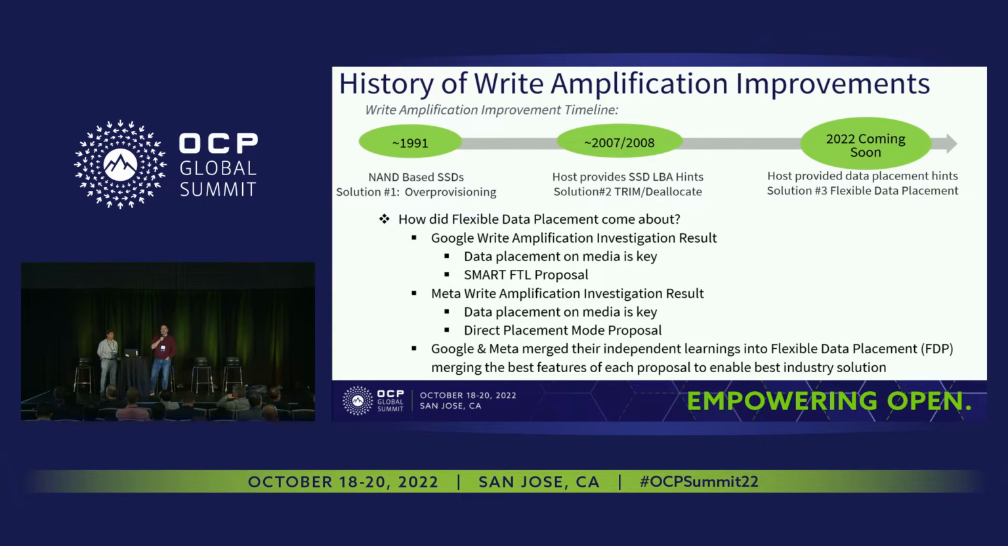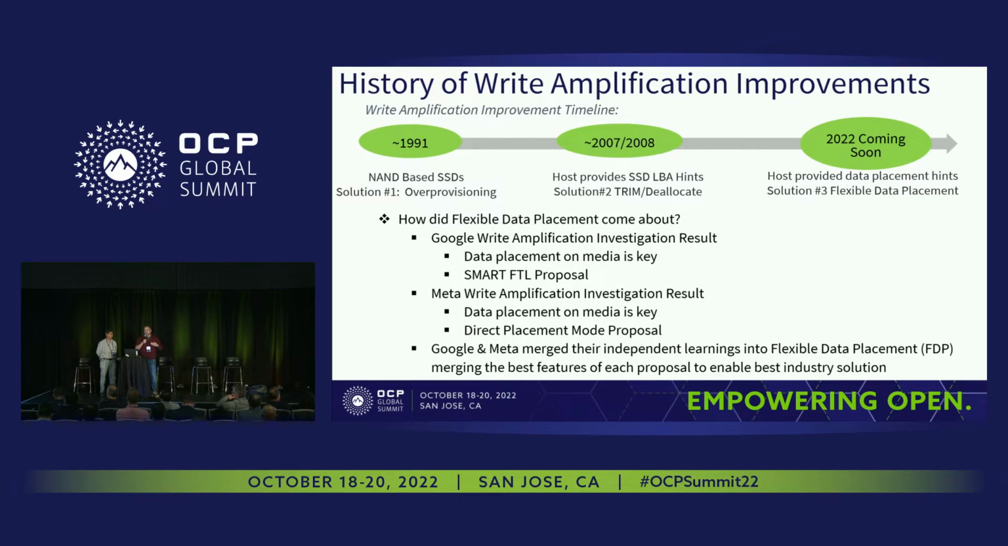So here's a little history of the industry and write amplification. Back in the early 90s, the first NAND-based SSDs were introduced, and they required garbage collection, as we know. The only tool that could be utilized to change the write amplification factor was increasing the OP, or decreasing the over-provisioning, to tune that write amplification. Fast forward to 2007, 2008, and the introduction of trim and deallocate functionality lets the application give hints or tell the drive that this data is no longer needed.